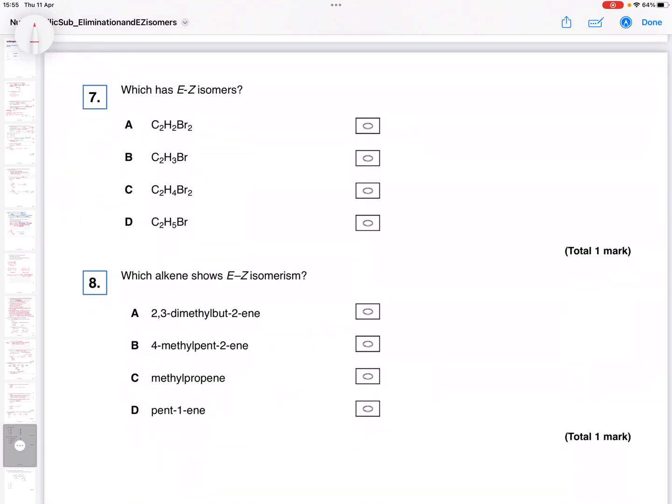Okay, so which of these has E and Z isomers? So let's have a look at A to begin with. C2H2Br2. This is a molecular formula, so we could put it in this order, and that would mean we have got E and Z. So A definitely can have E and Z isomers.